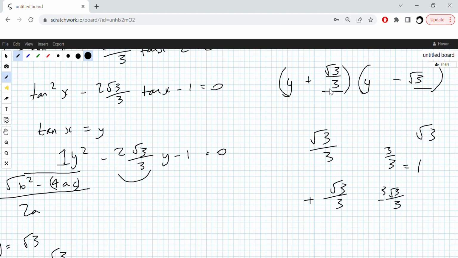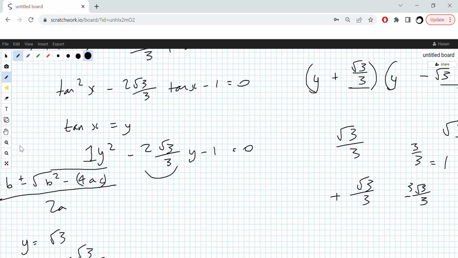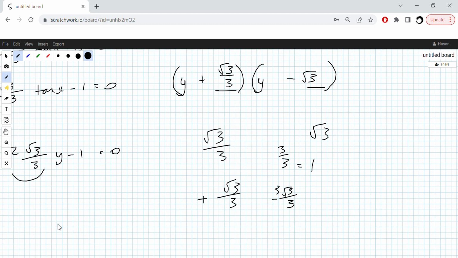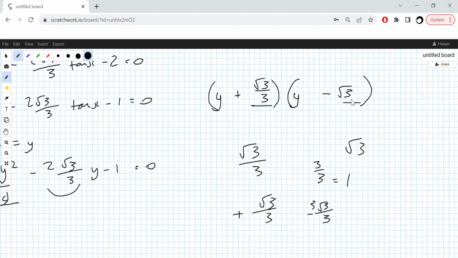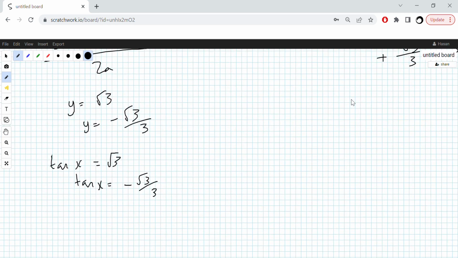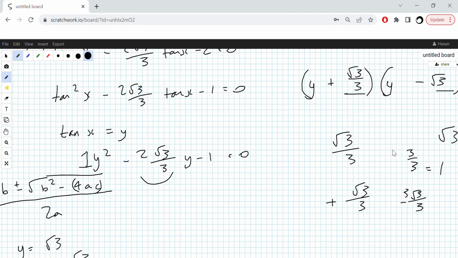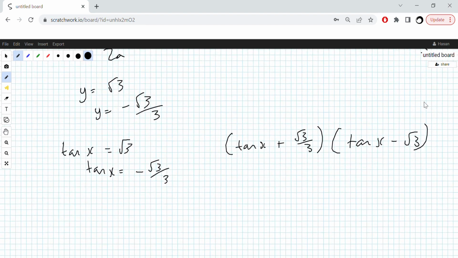Let's see if our answers were similar. We had y equals root 3. That equates to this, as when you expand this, when you set this equal to 0, you get y equals root 3. So those are our two methods. That's the same as saying tan x plus root 3 over 3 and tan x minus root 3. That's the same as that. So now we have these two. We can now work it out.